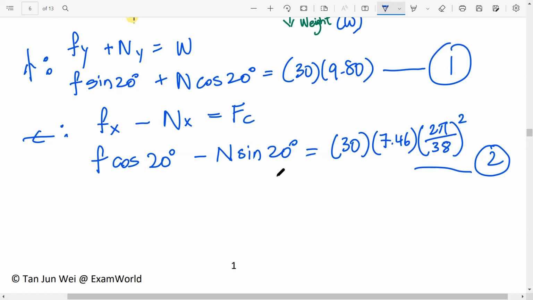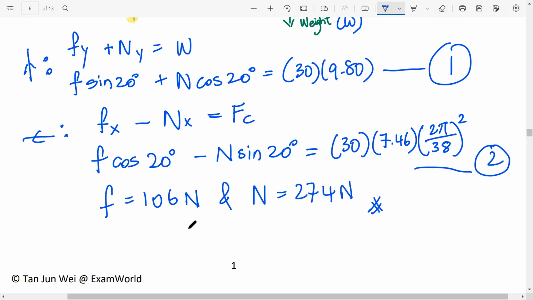Okay. So you'll get your F as 106 newtons and N as 274 newtons. Okay, but only one friction, so it's easy. You still need to solve both anyway.